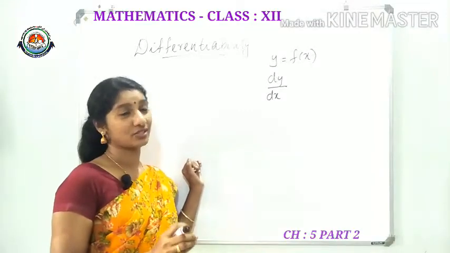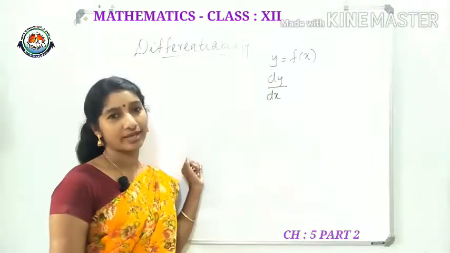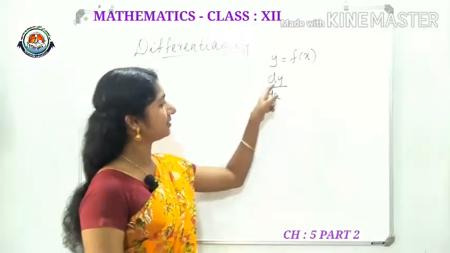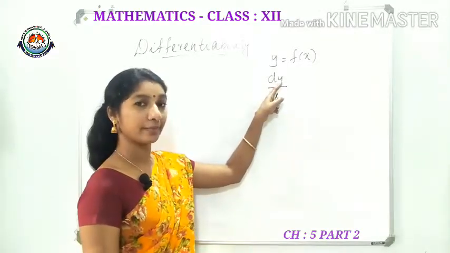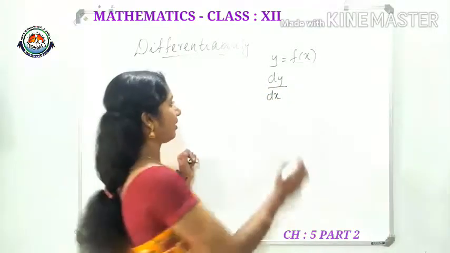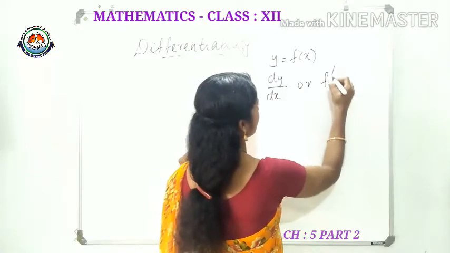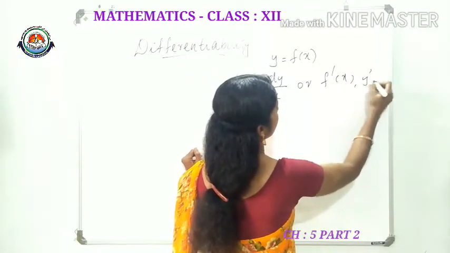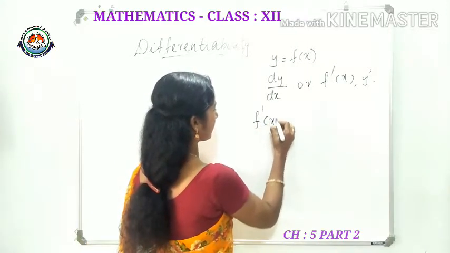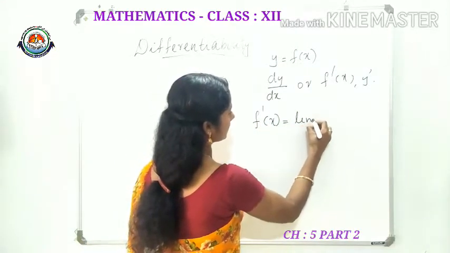Instantaneous rate of change of y with respect to x, isn't it? That means instantaneous rate of change of dependent variable with respect to independent variable. Or we use this notation f dash of x also, y dash, like this we use the notations. And what was the definition for f dash of x according to first principle?